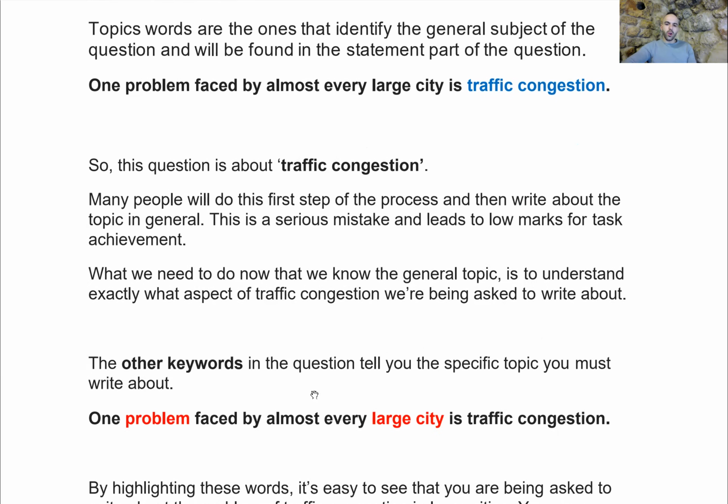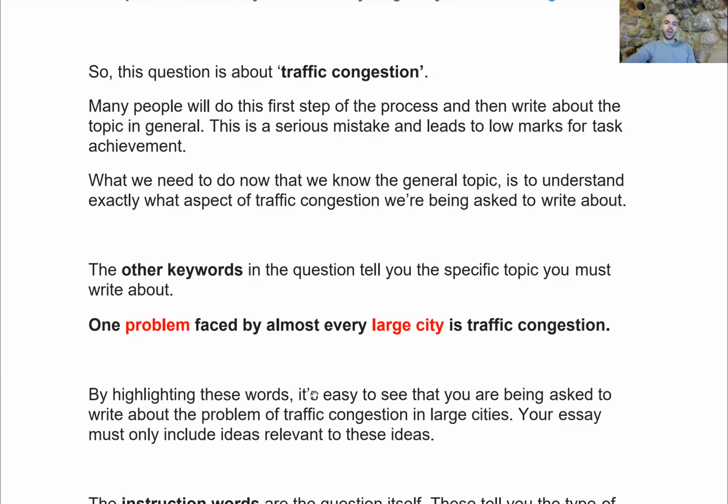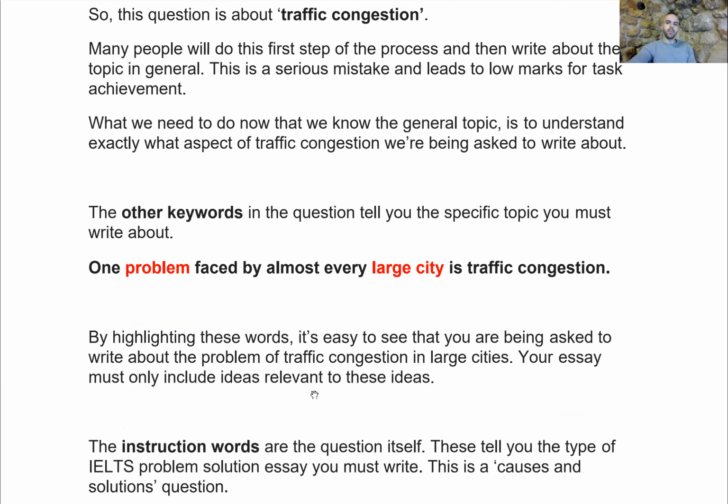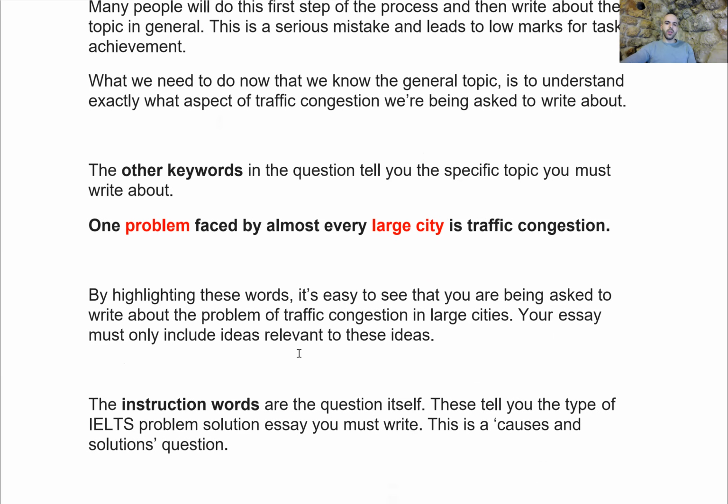So the other keywords in the question tell you the specific topic you must write about. As you can see: one problem, large city. By highlighting these words, it's easy to see that you are being asked to write about the problem of traffic congestion in large cities. So you can't just focus on traffic congestion. No, traffic congestion in large cities. Your essay must only include ideas relevant to these specific ideas.